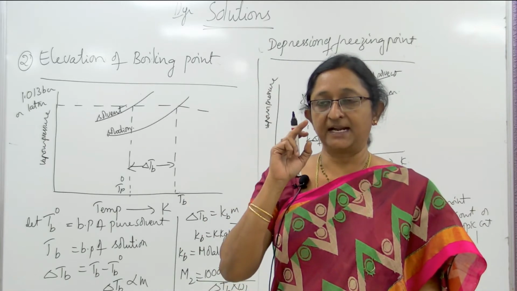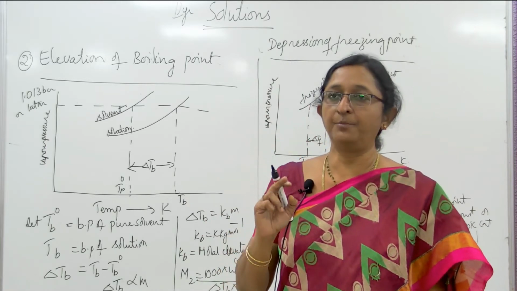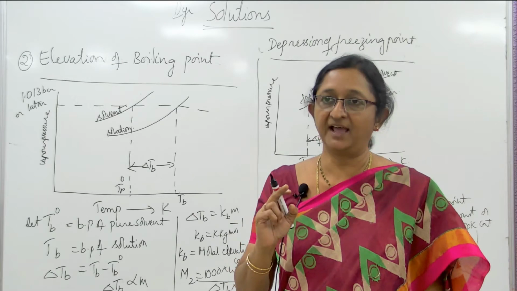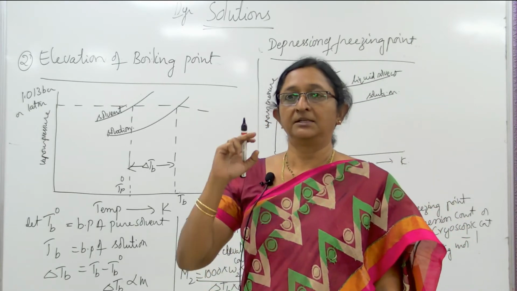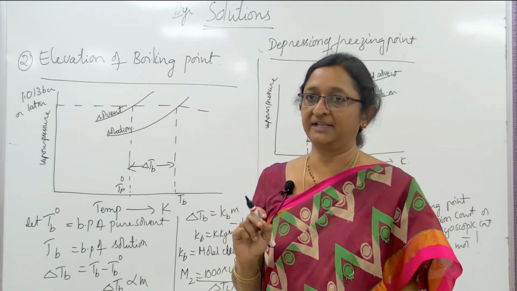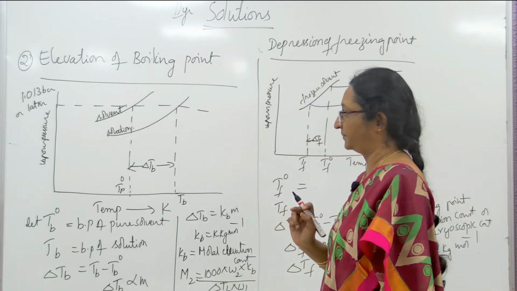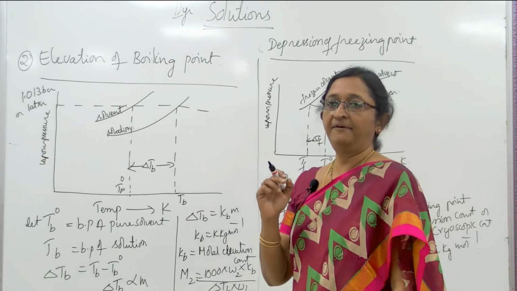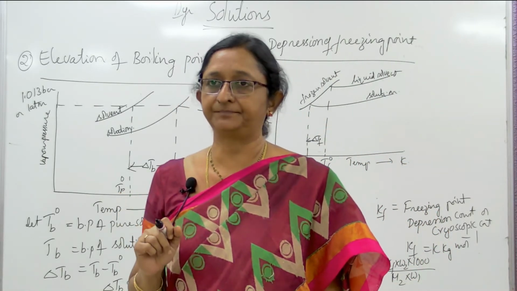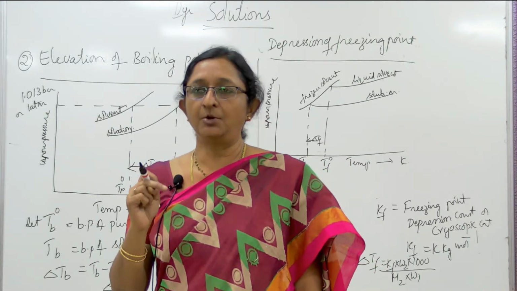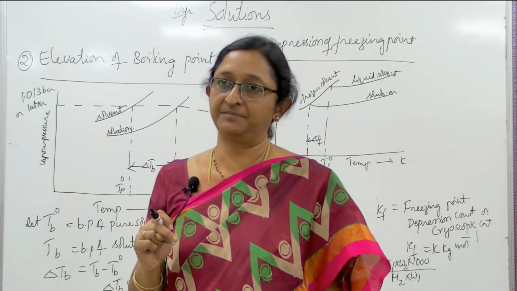Elevation of boiling point. Now, when a particular solvent, or let us take the example of water. Water boils at 100 degrees centigrade. Why does water boil at 100 degrees centigrade? When its vapor pressure is equal to atmospheric pressure, that is 1 atmosphere, then water boils. So that is called the boiling point.